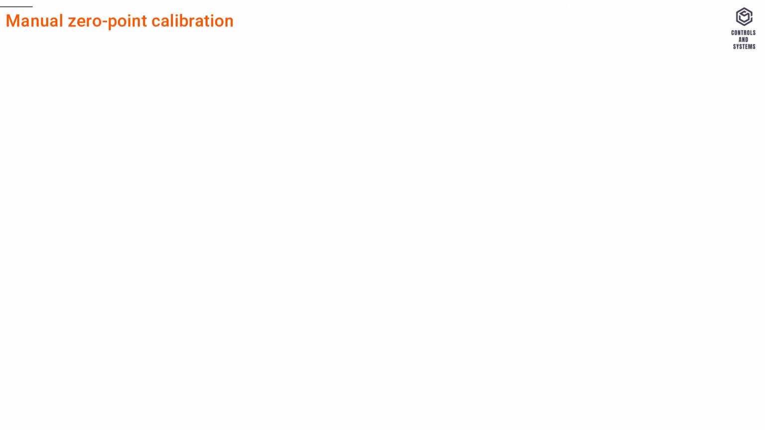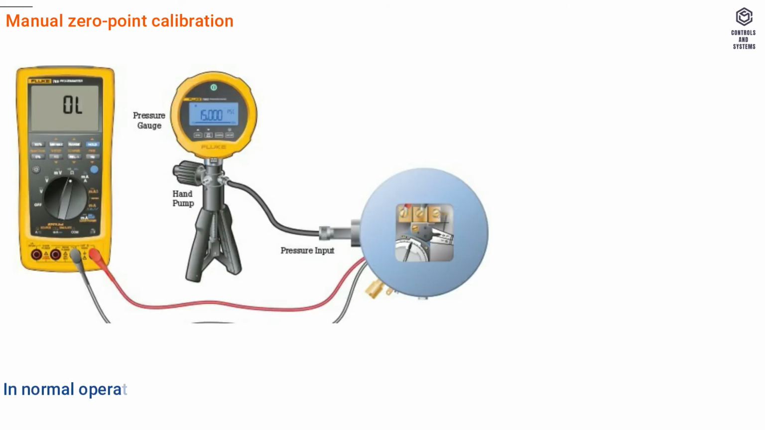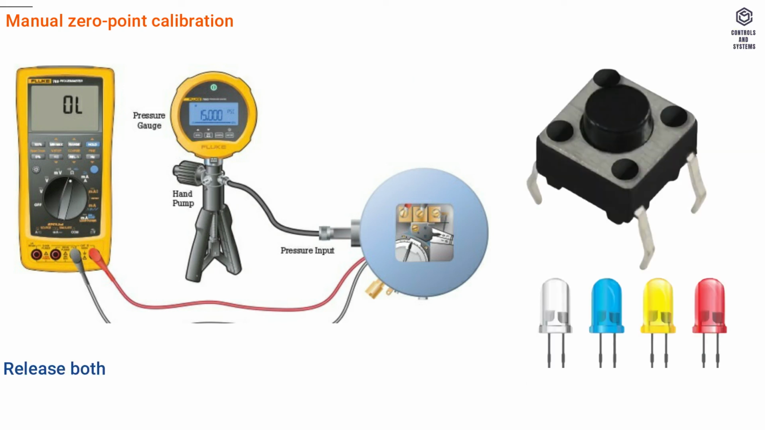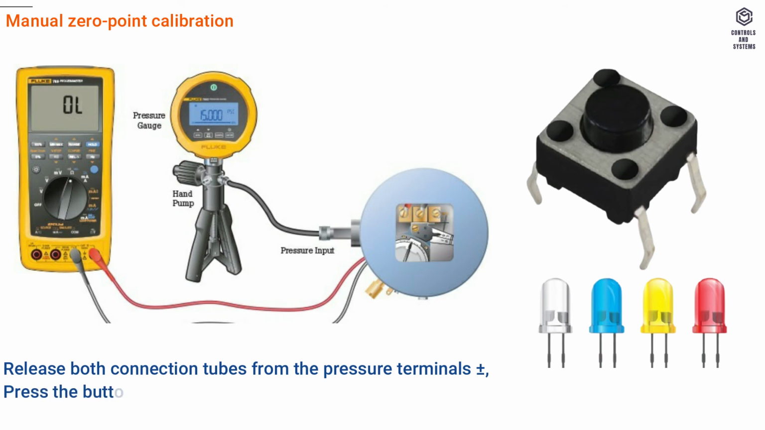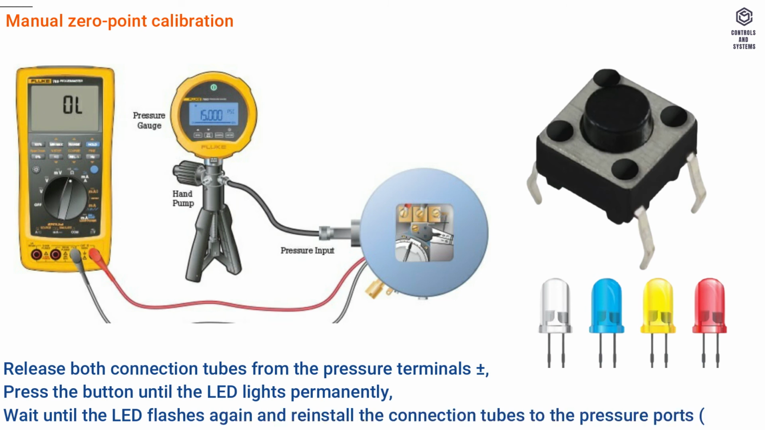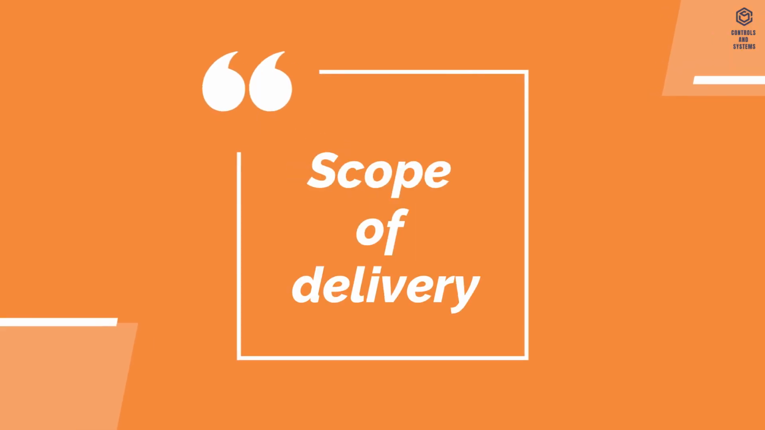Manual zero-point calibration. In normal operation, zero-point calibration should be executed every 12 months. Attention! For executing zero-point calibration, the power supply must be connected 1 hour before. Release both connection tubes from the pressure terminals plus and minus. Press the button until the LED lights permanently. Wait until the LED flashes again and reinstall the connection tubes to the pressure ports. Note plus and minus.